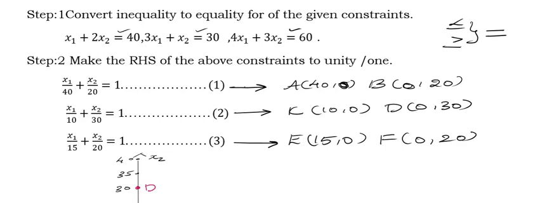The next step, the RHS of the constraints has to be made 1. To make it 1, it's a simple way. Whatever RHS value is there, you divide the entire equation by it and correspondingly simplify. So the first equation I have divided by 40. So we get x1 by 40, x2 by 20. The second equation by 30. So 3 by 30 is 1 by 10, and x2 by 30 is 1. And the third I am dividing by 60. 4 by 60 will be 1 by 15, 3 by 60 will be 1 by 20. So we have got 3 sets of equations.